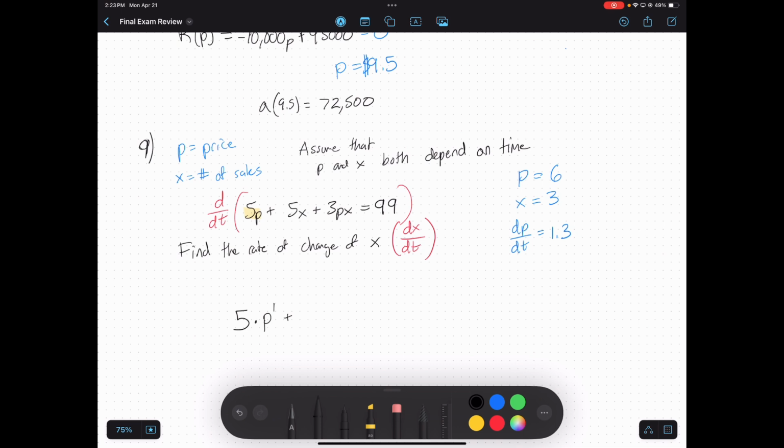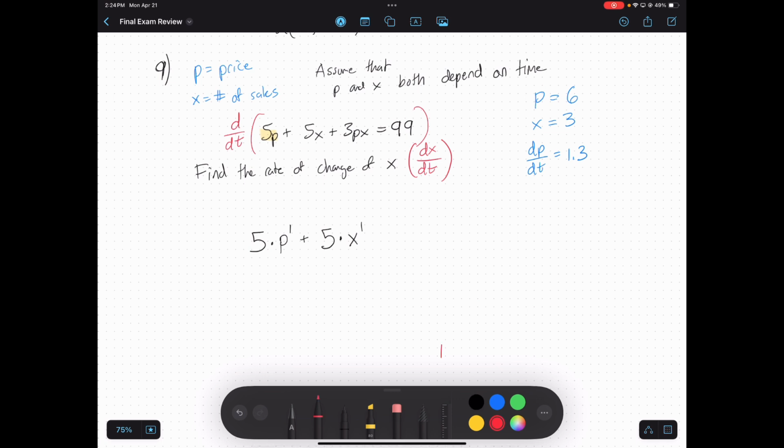We need that derivative for x. It's 5. Yeah, it's going to be very similar, where my normal derivative is 5, but because I'm taking the derivative in terms of t, I'm going to multiply this by dx over dt, or x prime. So here, I'll put these in kind of parentheses down here. This is dp over dt, and this is dx over dt. Okay? Next term, 3px. How do I take the derivative of that? Yeah, this one's tricky. What are we assuming about p and x?